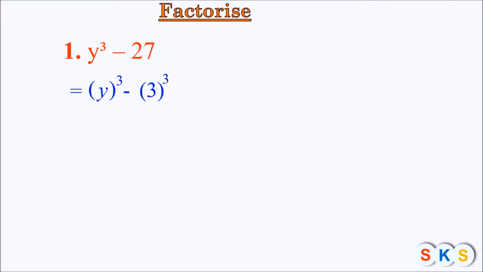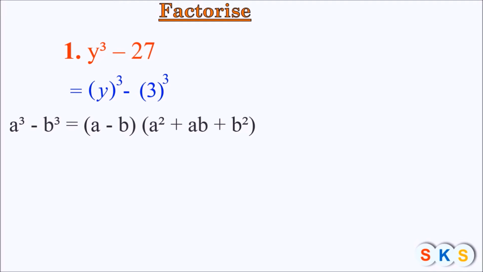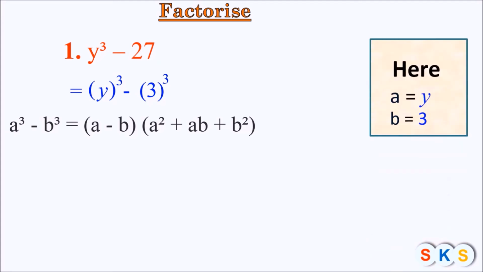Therefore, to factorize this, we will use formula of a cube minus b cube. And we know that a cube minus b cube is equals to a minus b into a square plus ab plus b square. And you can see that here the first term is cube of y. Therefore, we will take a as y, and the second term is cube of 3. So we will take here b as 3. Now we will note down this value in the box. Okay, you can see that here in the rectangular box I have noted the value of a as y and value of b as 3.